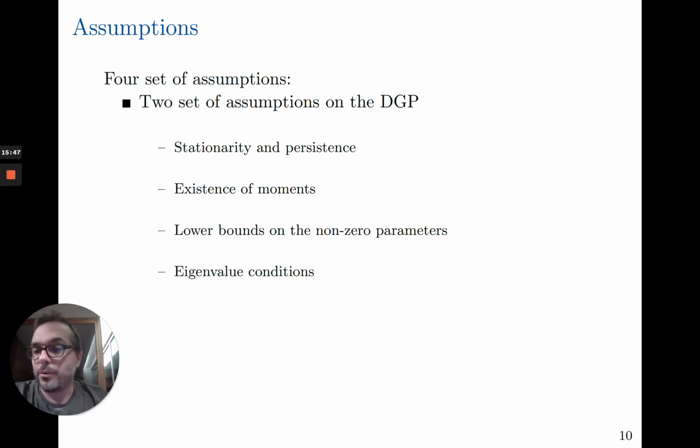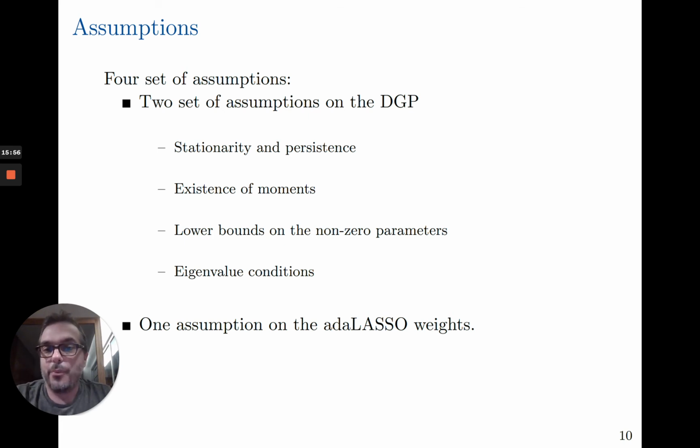And then we have eigenvalue conditions, like restricted eigenvalue. We need curvature, so you are all now familiar with these eigenvalue conditions. We need assumptions on the adaptive lasso weights. In the paper we show that if you use lasso to construct the weights for the adaptive lasso, as I mentioned last week, then this assumption on the weights will be satisfied.